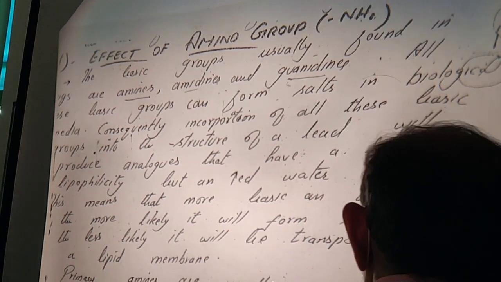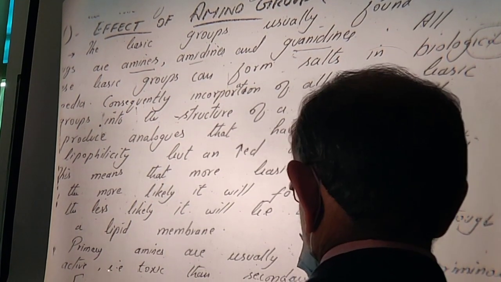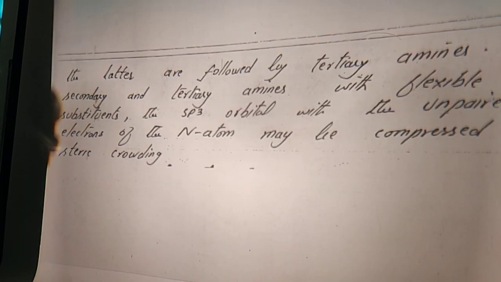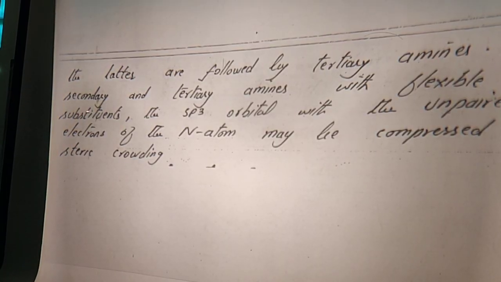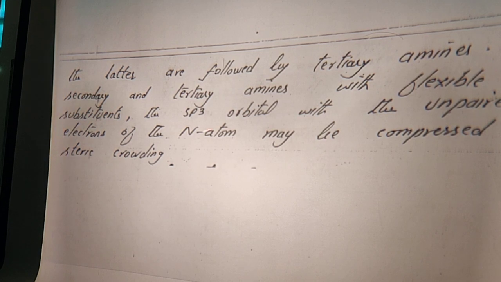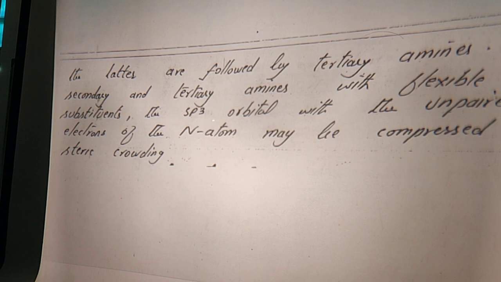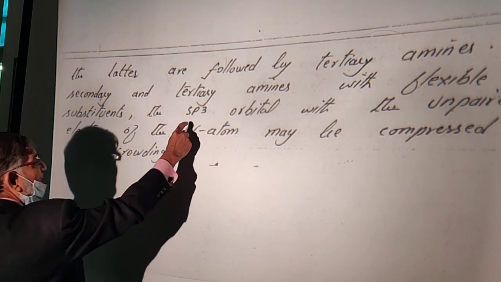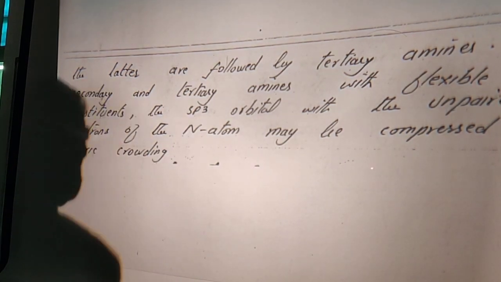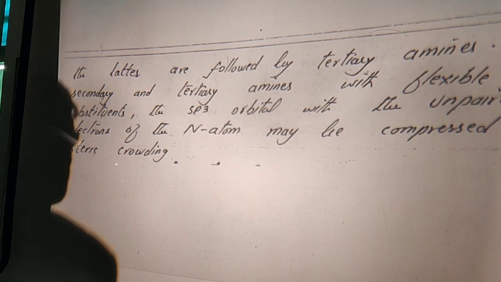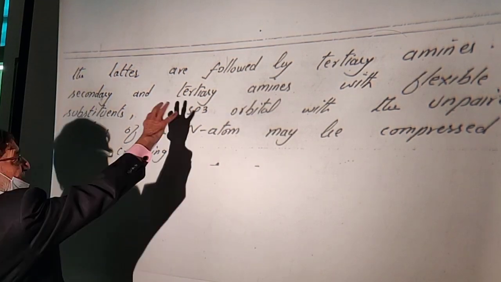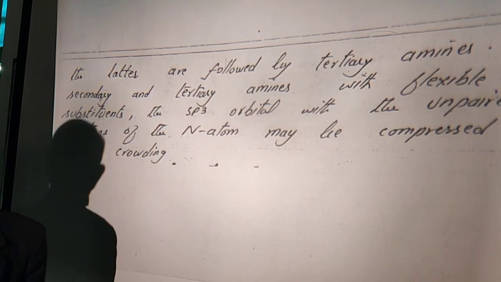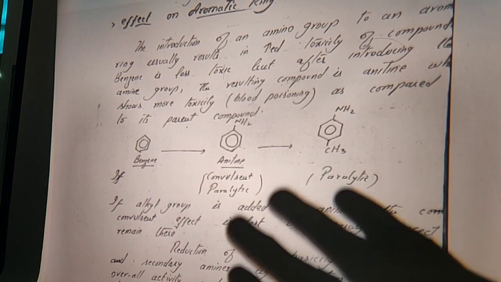Primary amines are usually more indiscriminately active and toxic than secondary amines, and the latter are followed by tertiary amines, secondary and tertiary amines with flexible substituents. The sp3 orbital with the unpaired electron of the nitrogen, placed here upon the nitrogen, may cause steric crowding, and sp3 hybridization would let it mask these two electrons which are present upon the nitrogen.